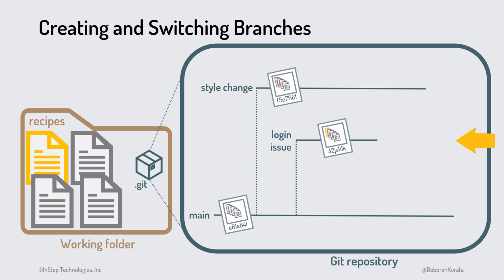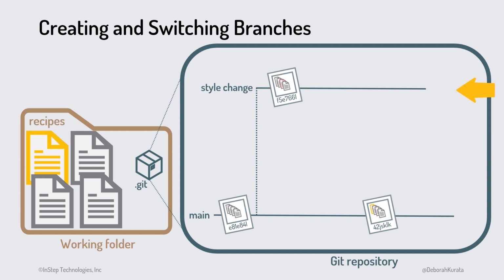Moving on, when our login fix is complete, we merge the login issue branch back into the main branch. The fix then becomes part of our main code. Once the branch is merged, we can delete it. Now we switch back to the styling change branch to finish our modifications. The code in our working folder is then automatically switched to the code from the last commit in that style change branch. We make more changes and stage and commit those changes.